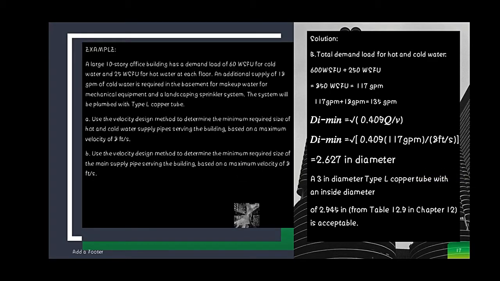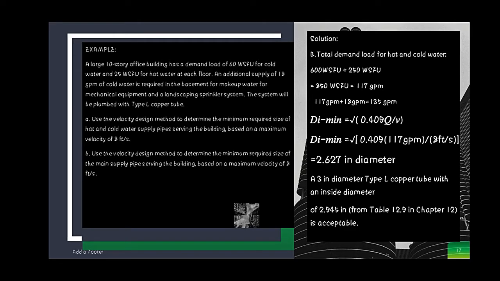So, yung solution dito para sa letter B, total demand load for hot and cold water is equal to 600 WSFU plus 250 WSFU dun sa na-compute natin kanina. Magkakaroon tayo ng 850 WSFU, which is equal naman siya sa 117 GPM na based ulit dun sa table 13.9. And then, itong 117 GPM, i-add natin yung additional supply na 18 GPM at makukuha natin ay 135 GPM.